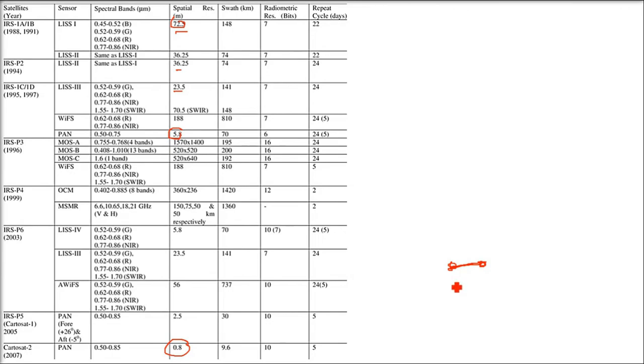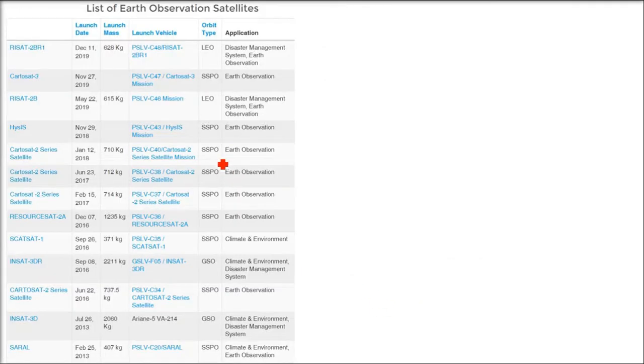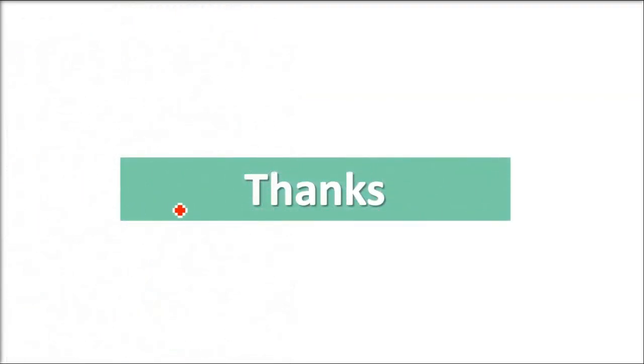After that we have various other satellites which gave us very, very good resolution. I'll just show you some of them, the recent ones. These are Earth observation satellites, and the orbit in which they are seen is shown here. December 11, 2019, it's launched. Cartosat-3, Cartosat-2B, the Cartosat series, the ResourceSat series, in different resolutions. So this is all about the sensors. Thank you so much. Take care of yourself.